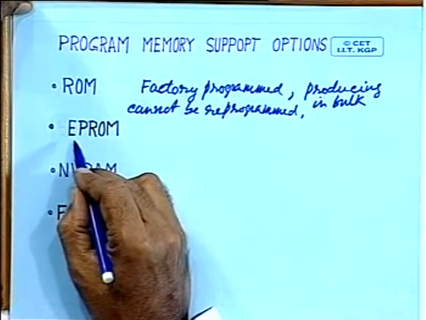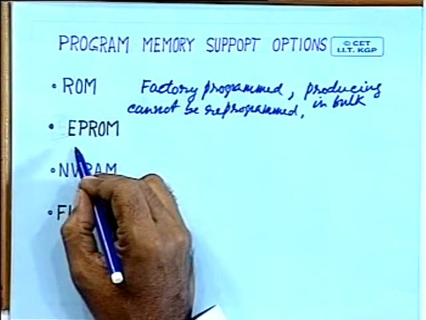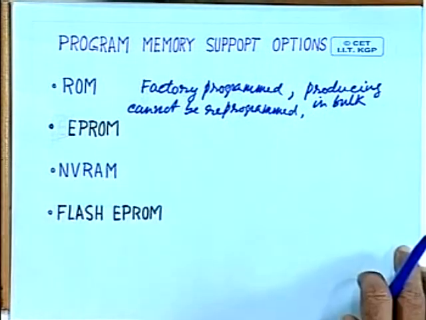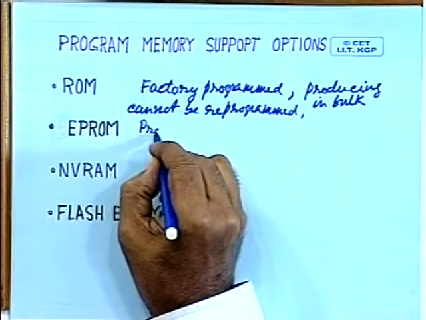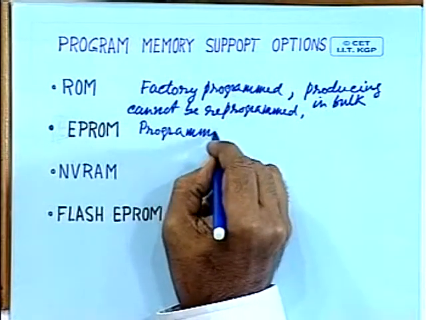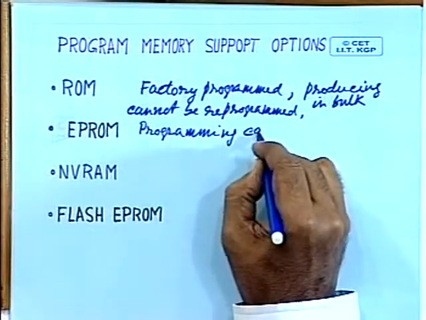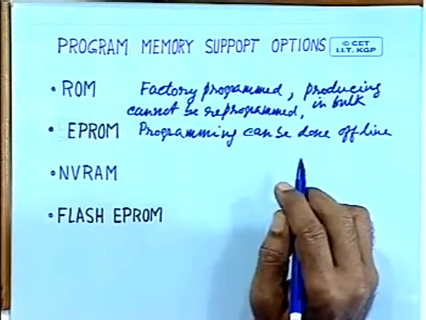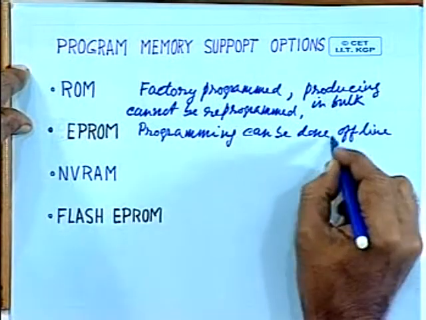The second option is to use EPROM. EPROM is electrically programmable ROM. In such cases, as you know, the programming can be done offline with the help of suitable equipment like an EPROM programmer. However, you have to take the device out of the system and put it in the EPROM programmer, and then the programming can be done.